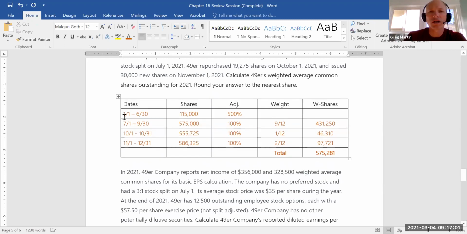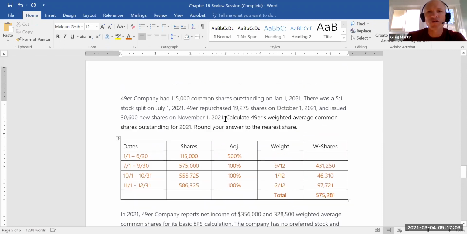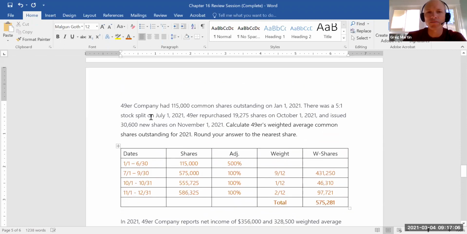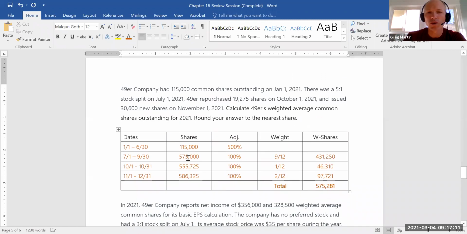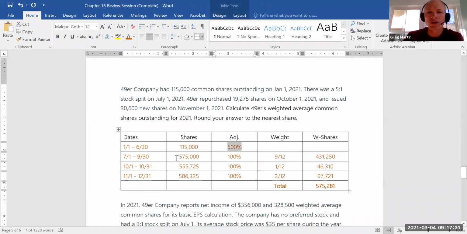Let's say that this first event, instead of being a 5-to-1 stock split, was a 10% stock dividend. Then instead of 115 going to 575, it'd go from 115 to 110% of that, 126,500. And then this adjustment would be 110%. The whole problem would change, of course, but a stock dividend is similar to a stock split, except the way that we calculate the adjustment and the new number of shares outstanding would be different, because the situation is a little different.